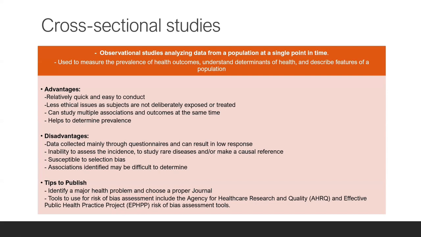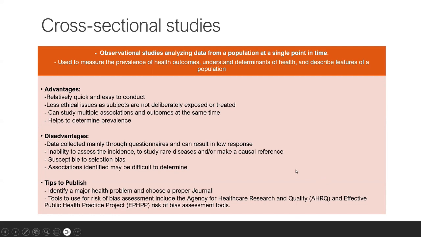The downside of this is that you can subconsciously introduce selection bias. You might not be aware, but you can introduce selection bias by including certain characteristics of patients. The other thing to be aware of is that a cross-sectional study is not a good study for rare diseases. You can't use this for rare disease or causal inference. The association identified may be difficult to determine. For example, you might not be able to establish that this is actually the association between the two.